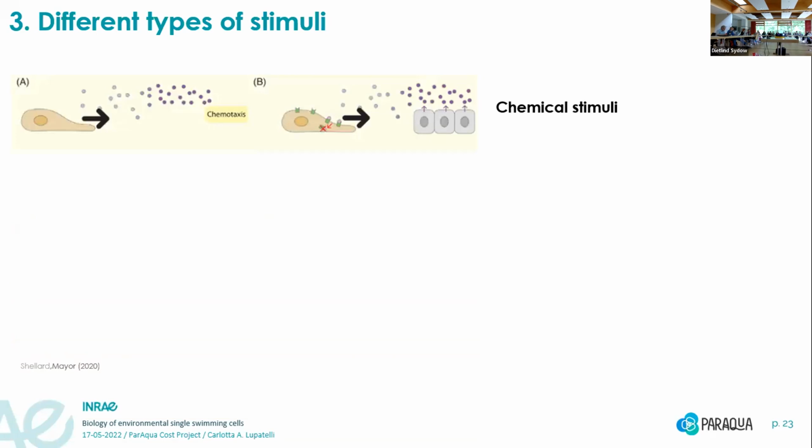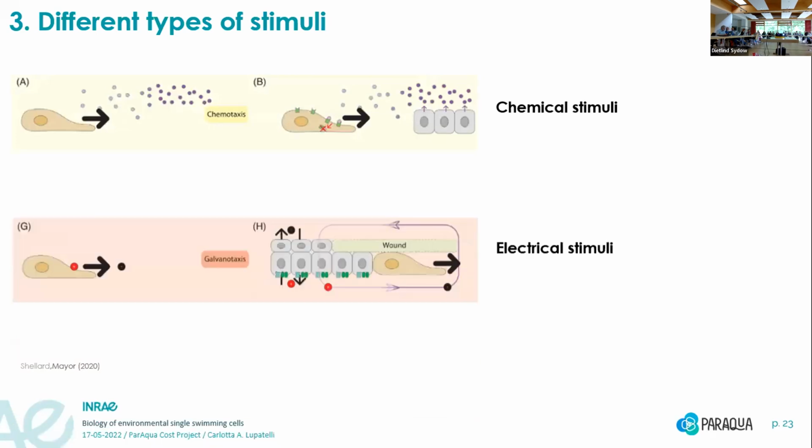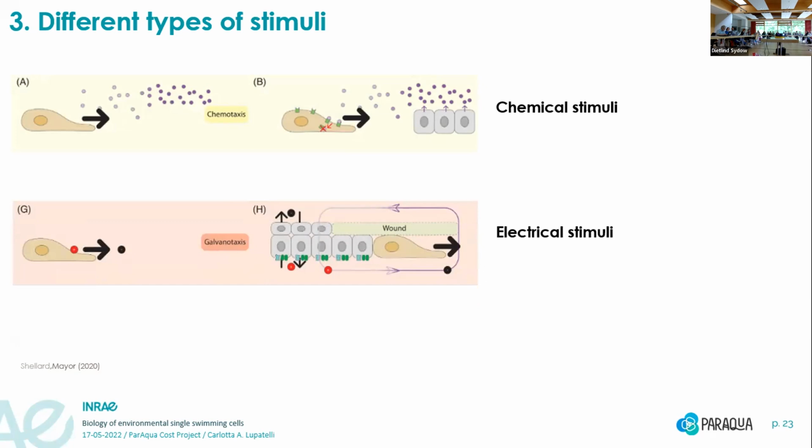Okay, as I told you, our organisms are able to run and to change direction stochastically, but during the run phase they are also able to sense different stimuli. Which kind of stimuli? Of course, we can have thousands of stimuli, but just to give you an example, we can have chemical stimuli or electrical stimuli. We can also have mechanical stimuli and photo stimuli, but just to illustrate the principle a little bit.